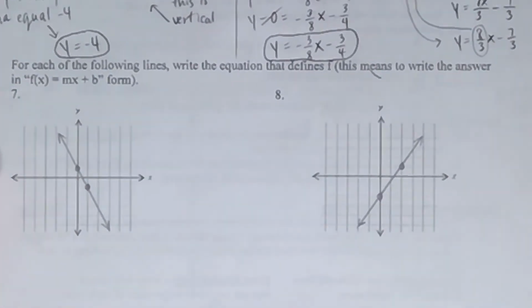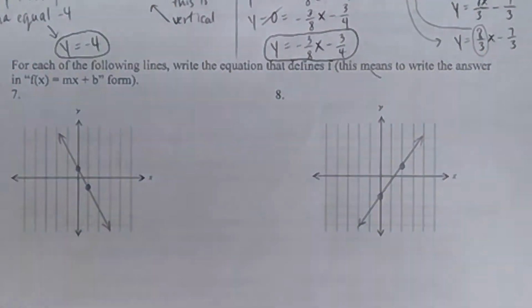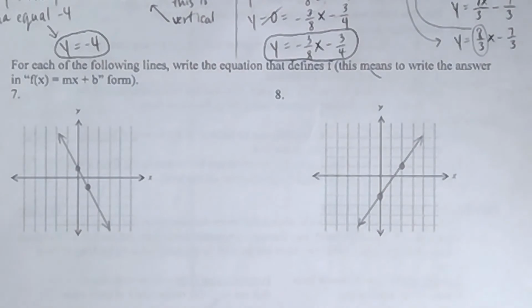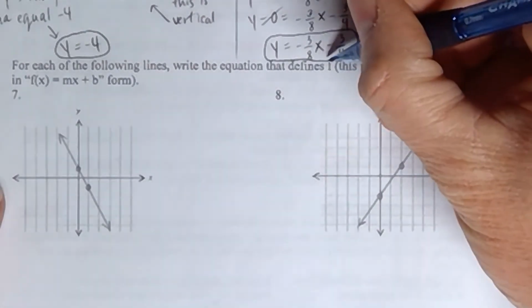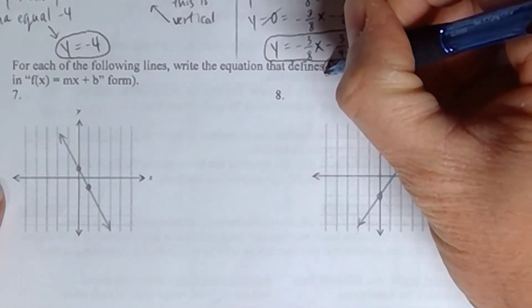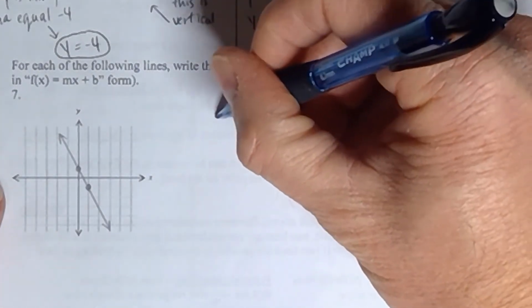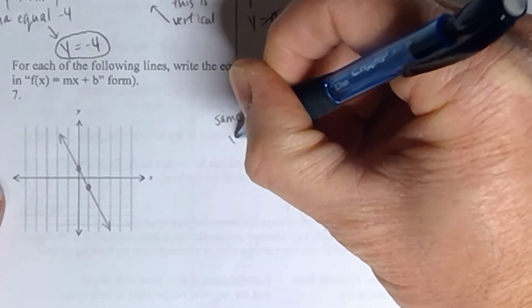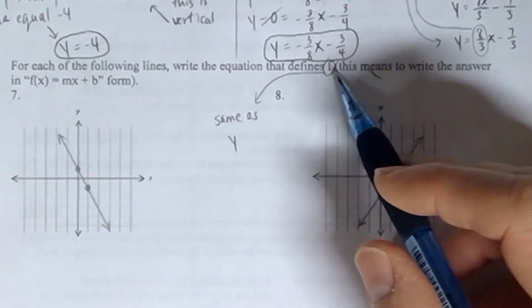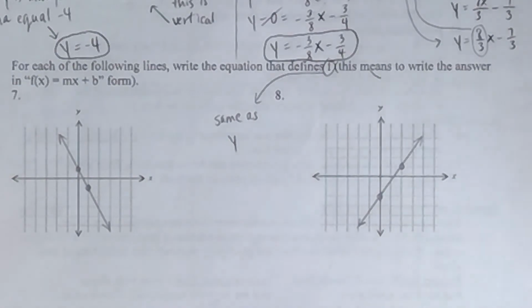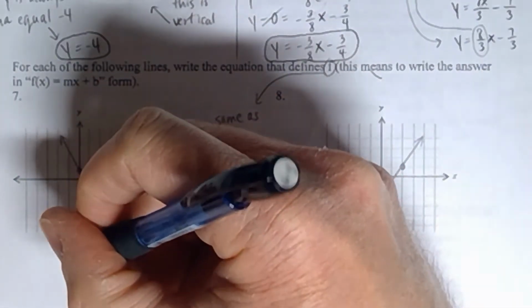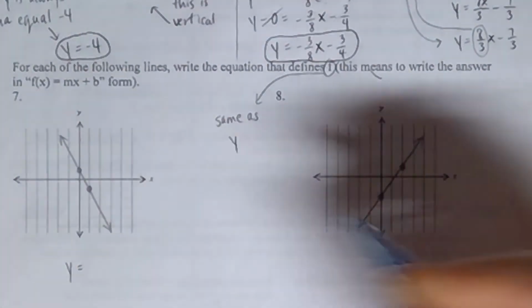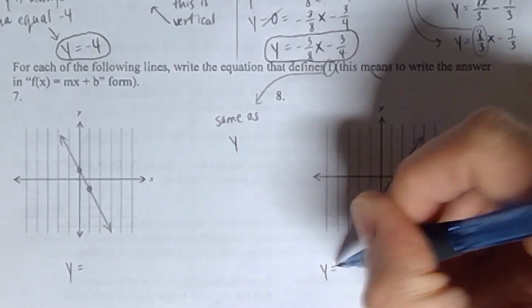I want you to notice in both of these graphs you see here, and let me read the directions first. It says, for each of the following lines, write the equation that defines f. Now remember, you guys, f is the same thing as y. I know we've said that a lot here lately, but it is, okay? So they want to know what defines y. What that means is that you need to get y by itself. You need to have y equal to something, okay?